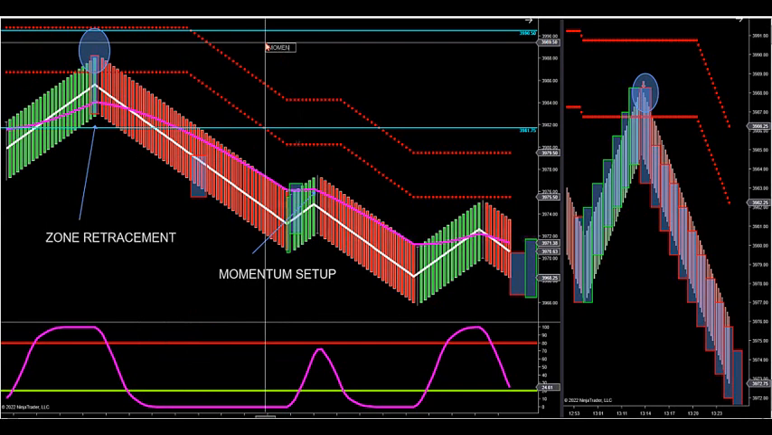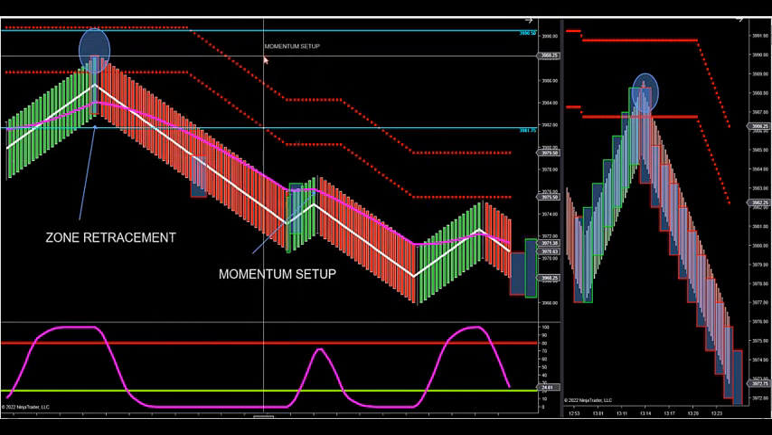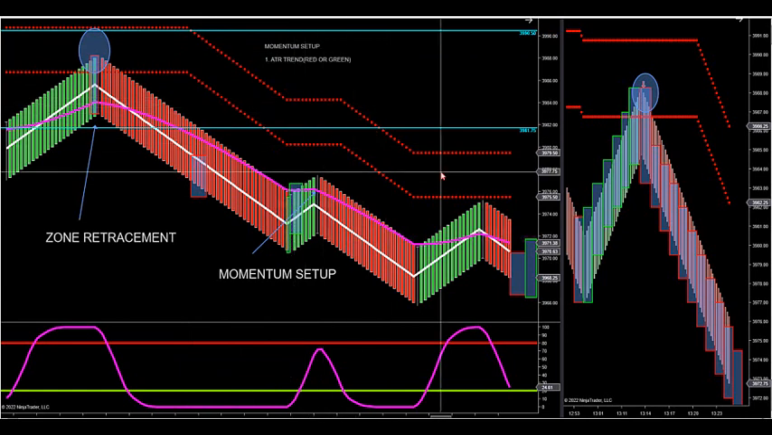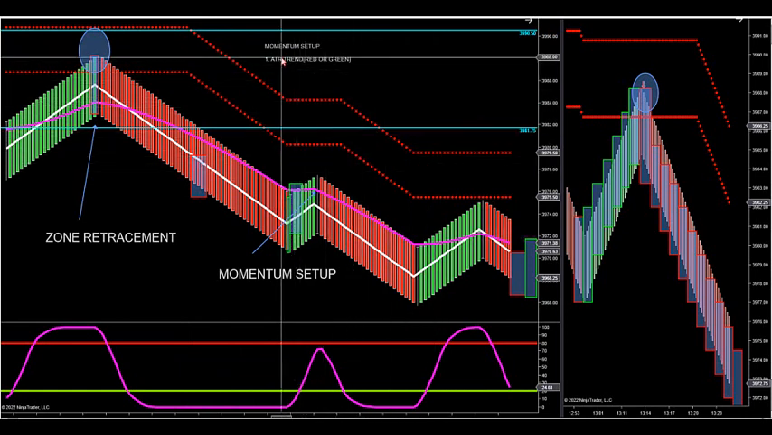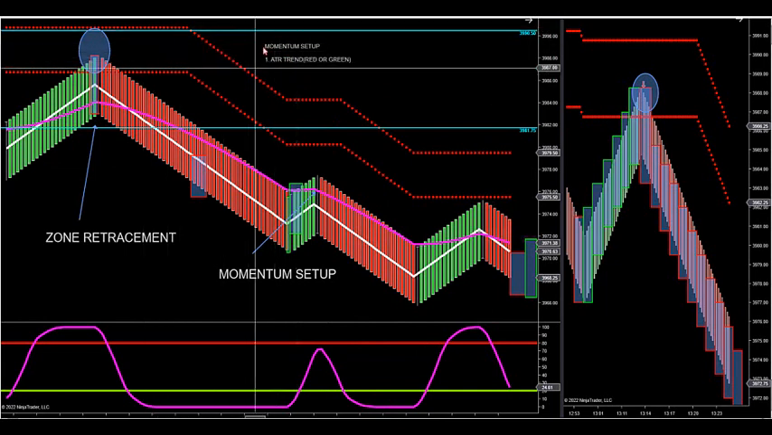But it says this. If on a momentum setup, let's take a look at it. Number one, momentum setup: you got to go with the ATR trend, whether it be red or green. That is first and foremost. You got to go with the ATR trend. That's either the red ATR or the green ATR. Okay, that is key.